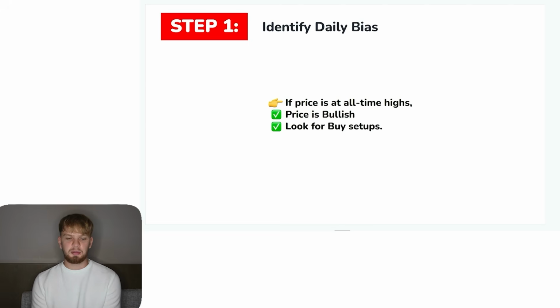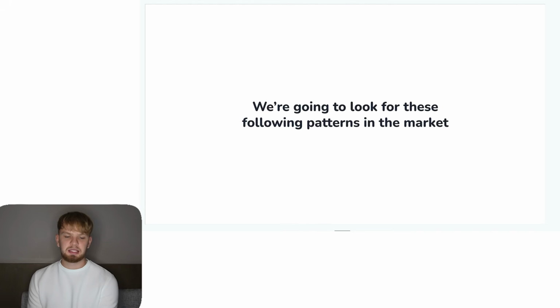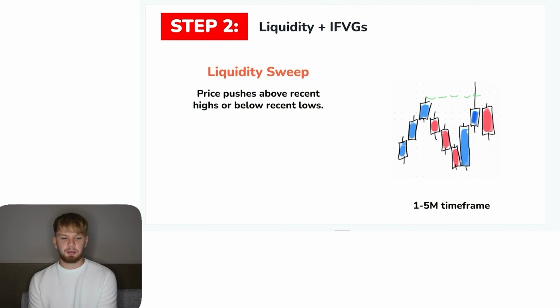So let's jump straight back into the presentation, and that was just a live example of how I find my daily bias. Step 2, liquidity plus inversion fair value gaps. We're looking for the following patterns in the market. So what is a liquidity sweep? I explained this a bit earlier in the video, but it is simply when price goes above a recent high or below a recent low. Then that means we have swept the liquidity.